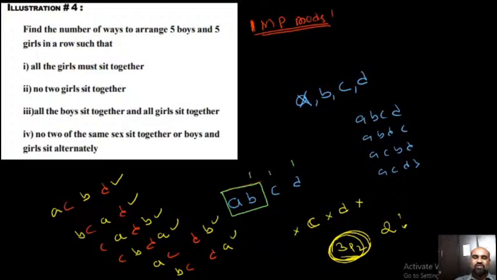So 3P2 into 2 factorial. 3P2 means 6. 2 factorial is 2. So total 12 linear permutations we will get. But what you got here is 6, no? Where is that 12? Here, among all these permutations, C is on the left hand side of D. That is not correct. No. Here I can write D, here I can write C also. This will produce one linear permutation, this is another linear permutation. Here 6, here 6, totally 12.